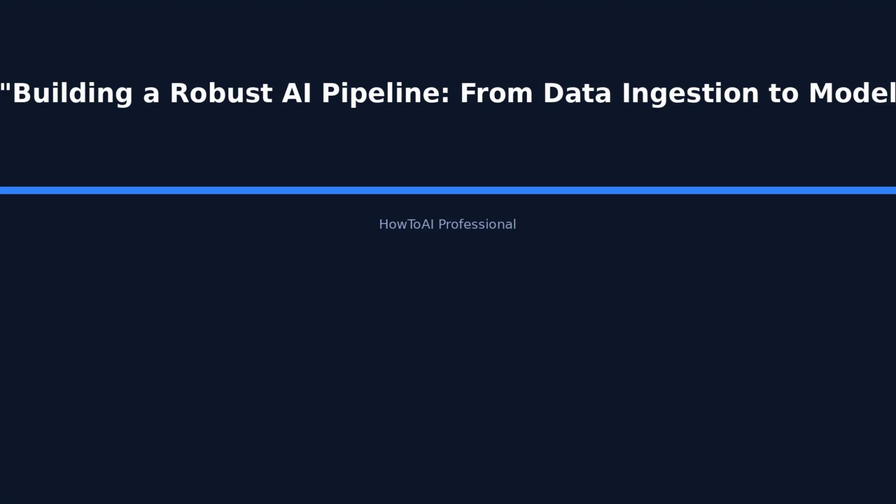Today, we're diving into a highly relevant topic in the field of artificial intelligence and machine learning, building a robust AI pipeline. Whether you're a budding data scientist, a machine learning engineer, or just an enthusiast keen on understanding how AI systems work, this discussion will guide you through the entire process, from data ingestion to model deployment in production-ready systems. We'll break this down into several key stages, highlighting best practices, tools, and methodologies you can use to construct an efficient AI pipeline. So, grab your notebook and let's get started.